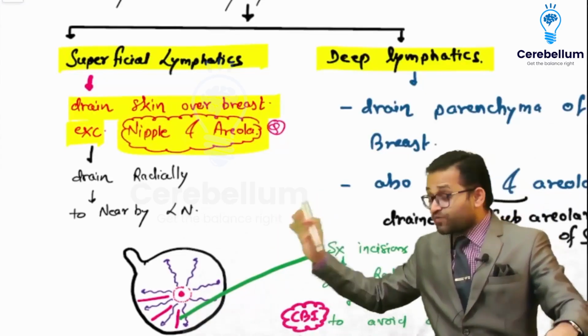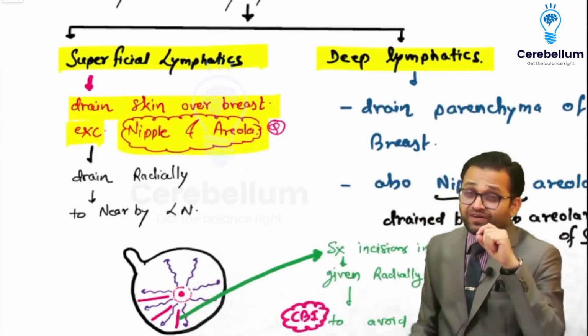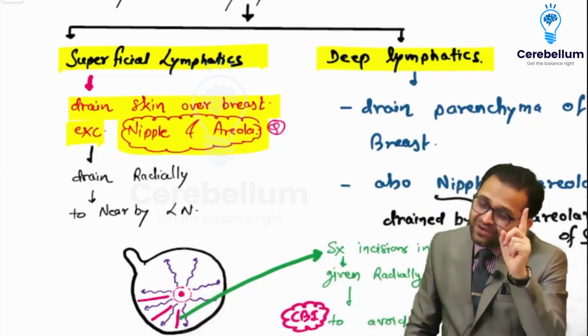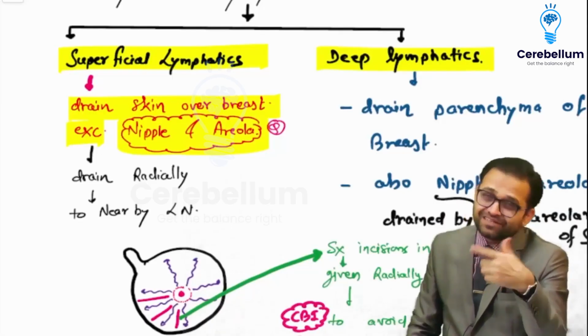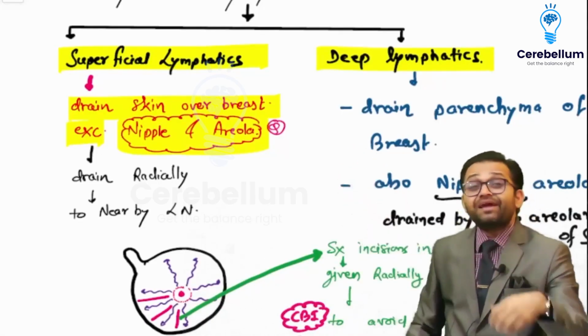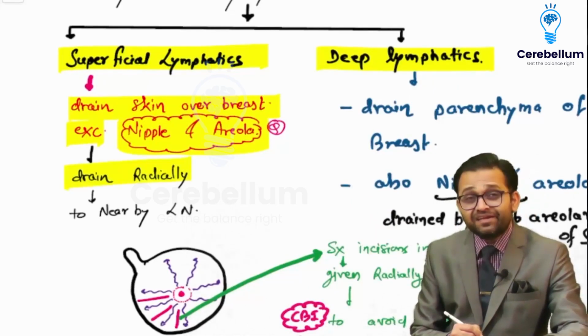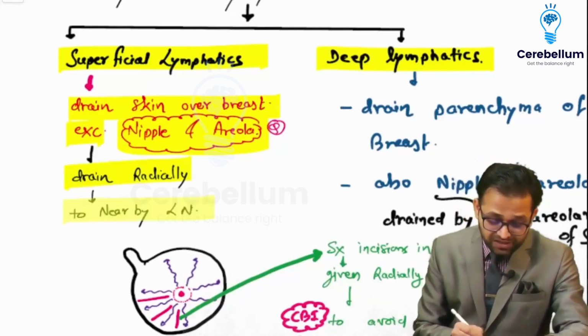The breast is a superficial fascia structure, so it is drained by the superficial lymphatics. Except, and whenever there is an exception, the MCQs are asked from there. The exception answer is nipple and areola. Yes. Now try to understand. They drain radially to the nearby lymph node.